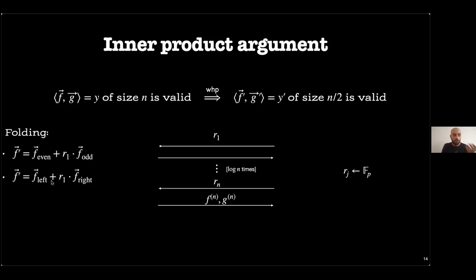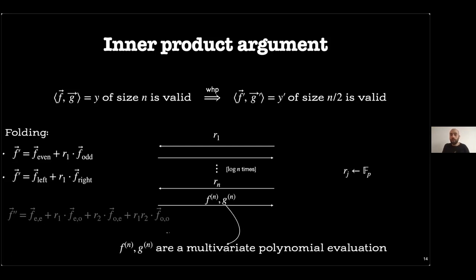Now, note that the left and right split is not really streaming friendly, because I cannot jump around the stream from coefficient 0 to coefficient n divided by 2. Even and odd is the more streaming-friendly way. But anyway, there are many ways in which I can fold the stream recursively. If you look at how I go to the next step, at the end I will end up with a term that depends on the randomness of the verifier. In fact, the last round can be seen as a multivariate polynomial evaluation.